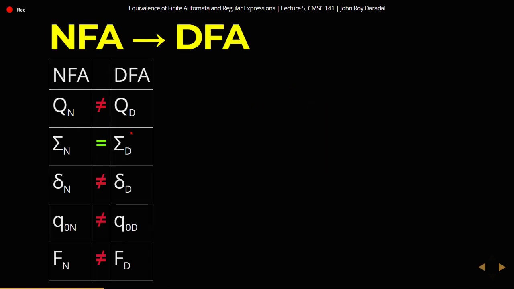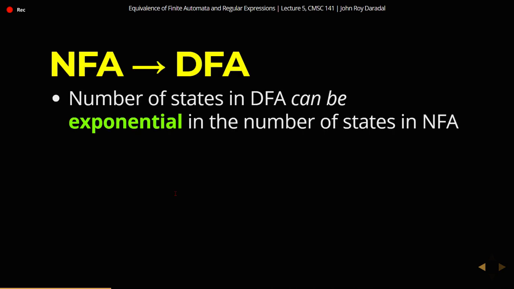So earlier in DFA to NFA, we only changed the transition function. But in NFA to DFA, it's only the input symbol that will remain the same and everything else will change. One thing that we need to take note of is that in converting NFA to DFA, the number of states in the equivalent DFA can be exponential in the number of states in the NFA.